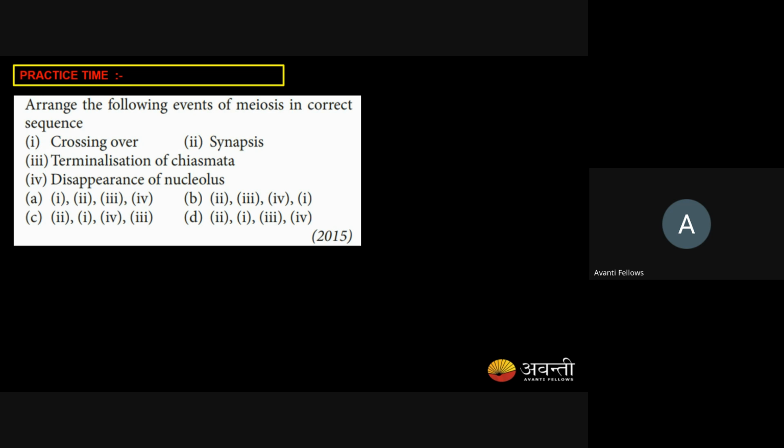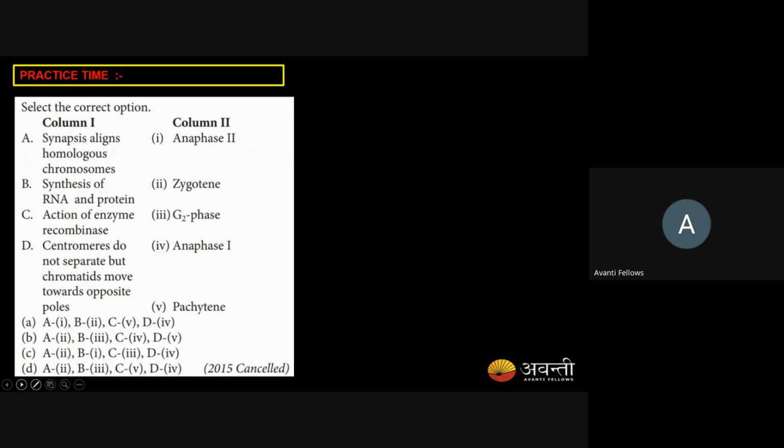The correct answer is D. Why should it not be C? Because the first step is synapsis. After synapsis we have crossing over, and then terminalization. Terminalization of chiasmata occurs in the diplotene stage, dissolution and then terminalization in diakinesis. So that's why the correct answer should be D. Agree? Yes, ma'am. Next question.